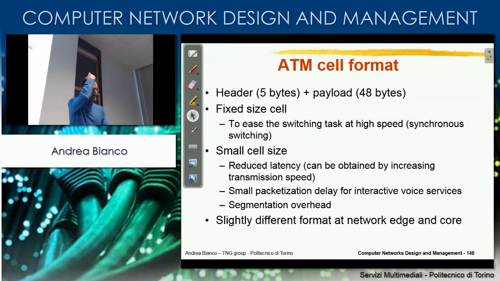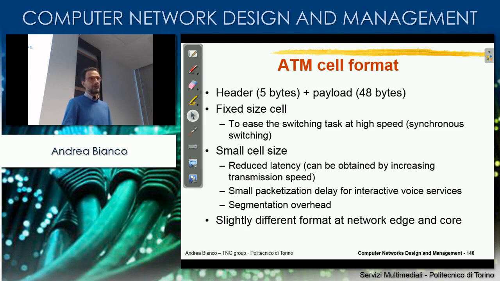Okay, 53 bytes is a very small packet size, and in particular of those 53 bytes, 5 bytes are for the header, and 48 bytes are for the payload, so carrying user data. It means that basically, in order to be able to transfer packets generated by the user on the ATM network, we will need to run a segmentation process.